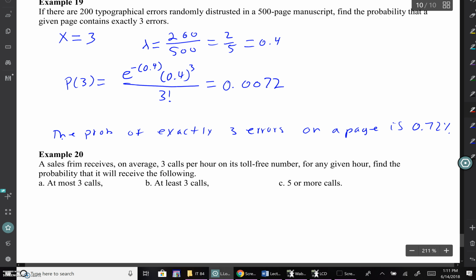Questions on the formula? Yeah. Because there's no n, yeah. And I'm measuring a quantity of errors, so it's like an amount of errors. All right.